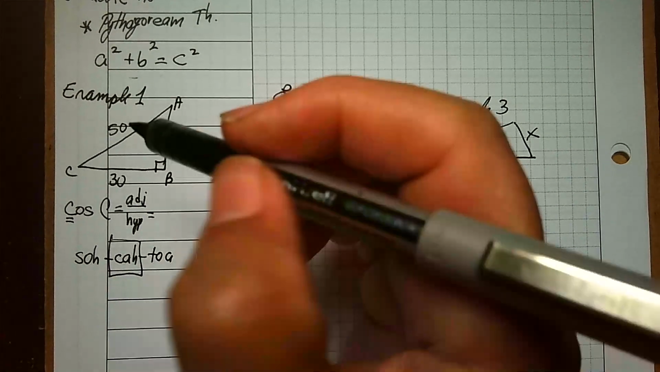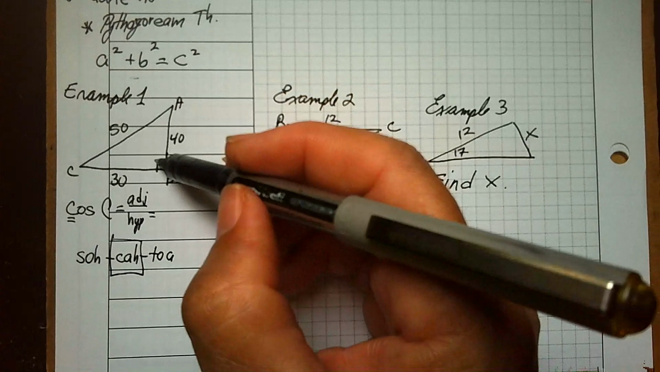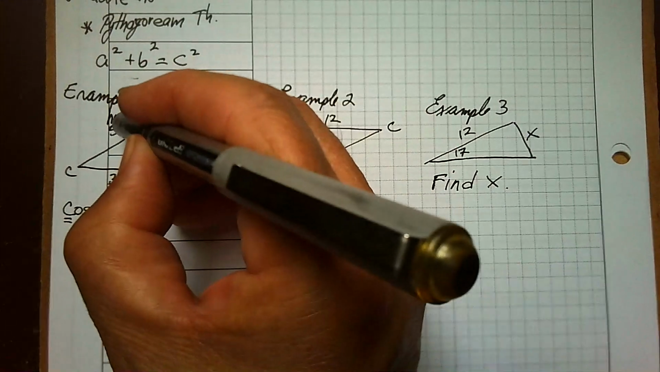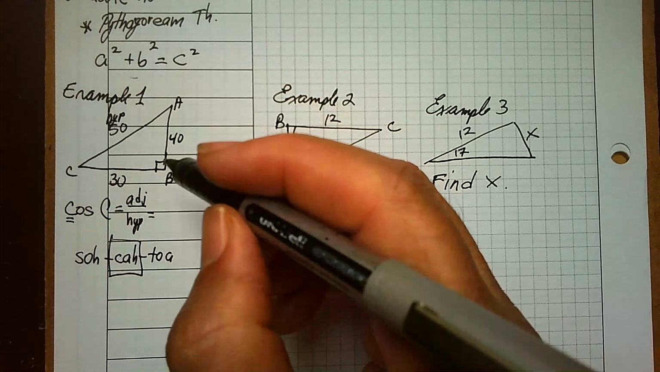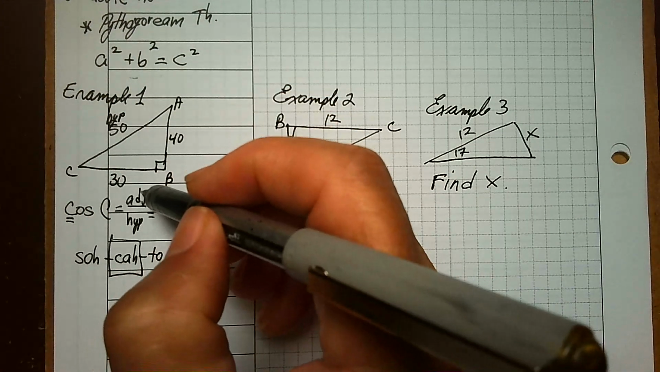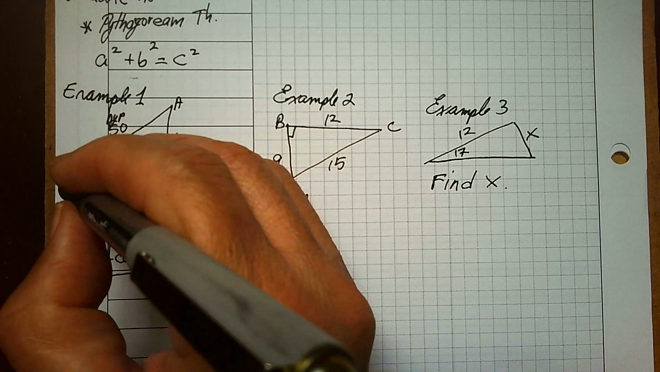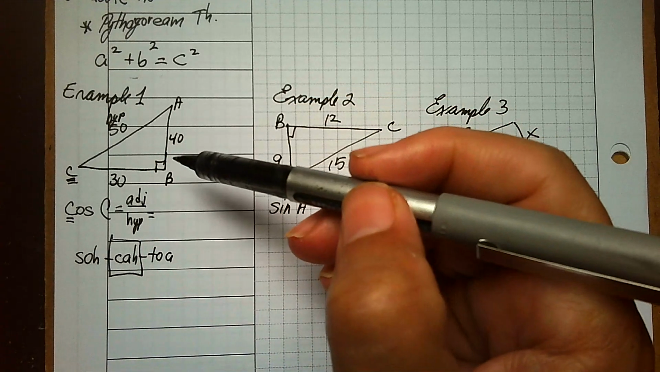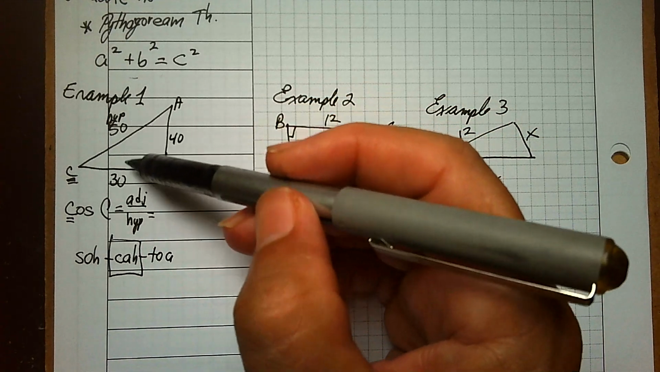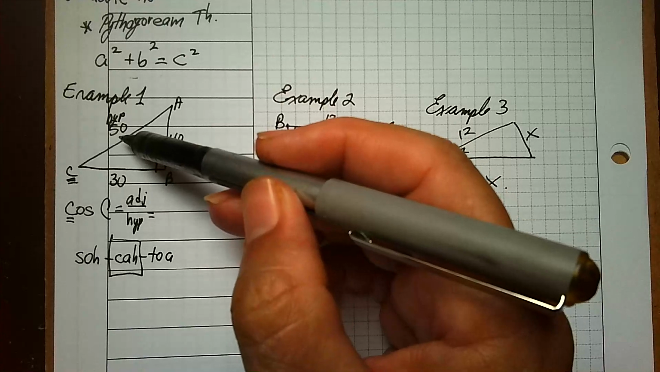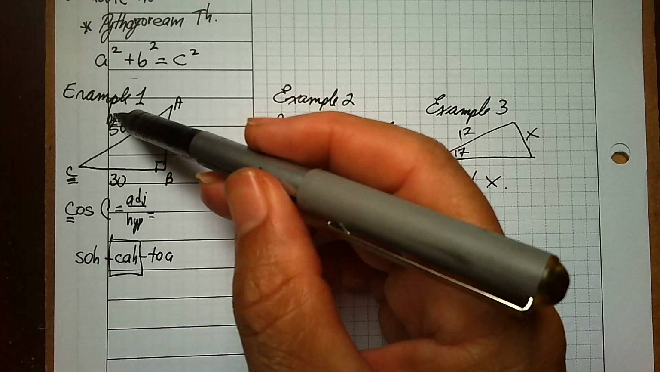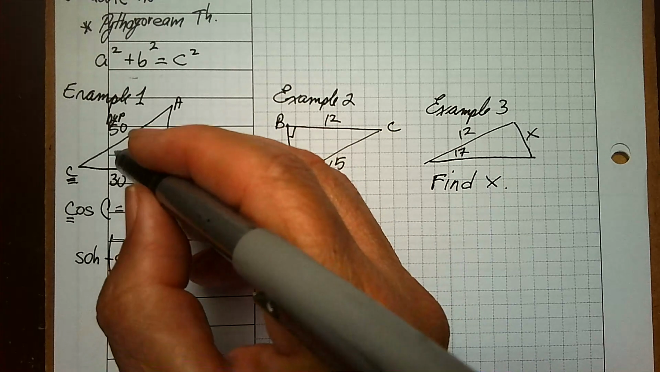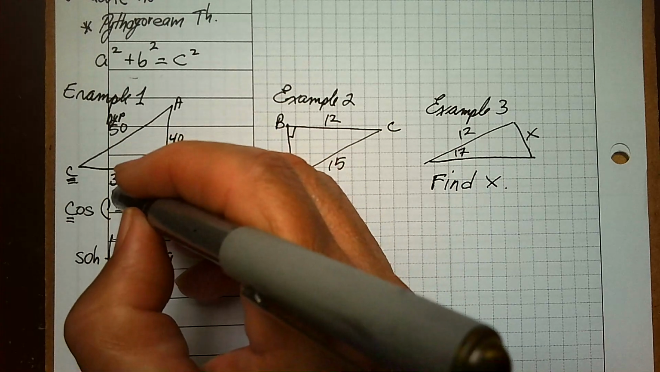Now, look at the shape that they gave me. The side that is opposite to the right angle is the hypotenuse. So in this case, this is the hypotenuse. Now, I need the adjacent. That means go stand at angle C. Adjacent means right next to it. So the sides right next to it are the 30 and the 50. I will not use the 50 because that already has a name, the hypotenuse. So the adjacent will be the 30.